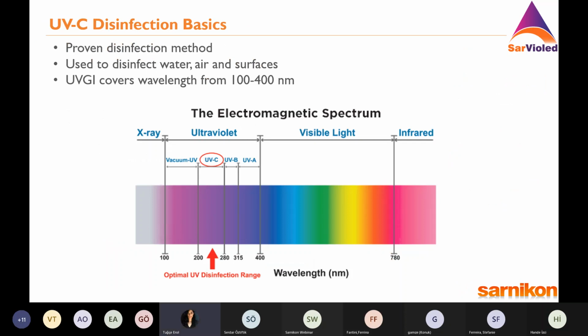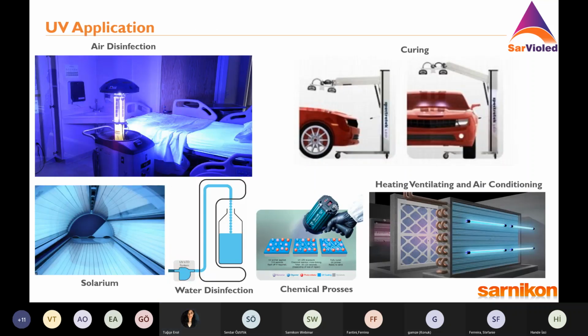Every light has a certain wavelength. These lights are inside the electromagnetic spectrum. As you can see here, the ultraviolet range covers 100 to 400 nanometers. And also, this range is separated into 4 sections, which are UVA, B, C, and vacuum UV. Today we would like to talk about just the UVC part.